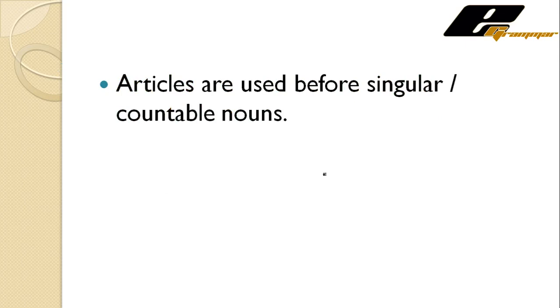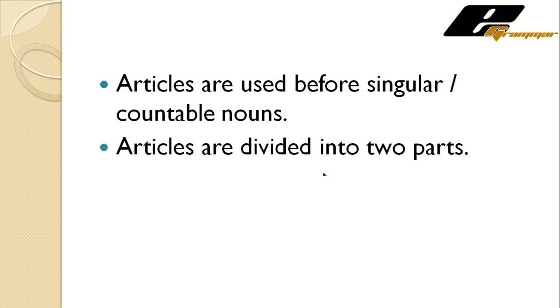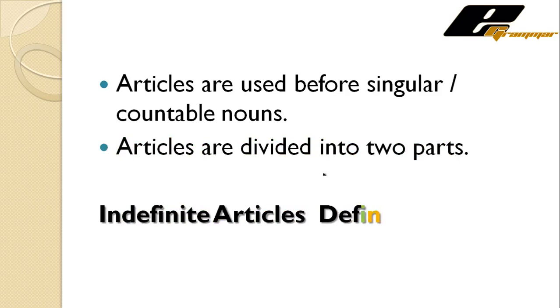Articles are used before a singular or countable noun, anything which we can count, but it should be singular. Before them we use these articles. You can say that this is the definition for articles. Articles are divided into two parts. There are two types of articles: indefinite articles and definite articles.